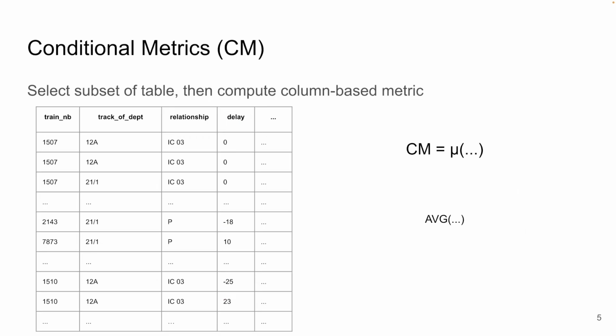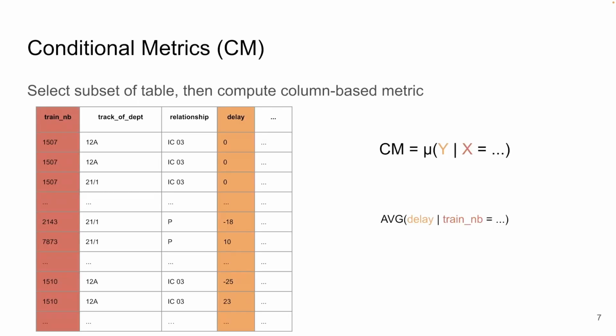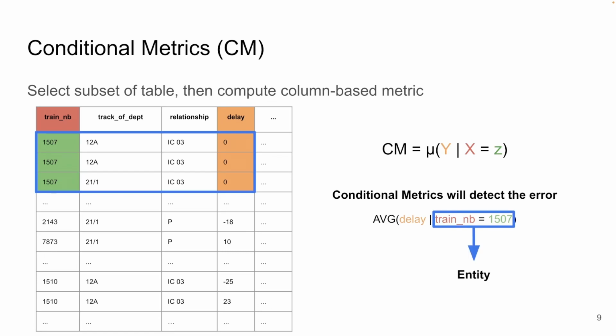That is why we propose conditional metrics. These select a subset of the table and then compute a column-based metric on that. For example, we want to calculate something on the delay column based on something in the train column and only for train 1507. If we do this, we'll actually find this metric is 0 and we have indeed found the error. Now, using these conditional metrics, we can see that the train number here, train number 1507, that is something we call an entity. Each conditional is actually a unique entity.